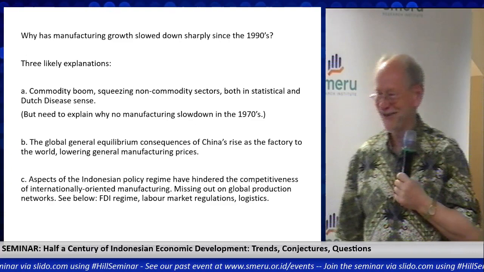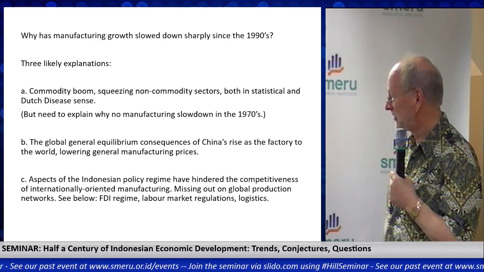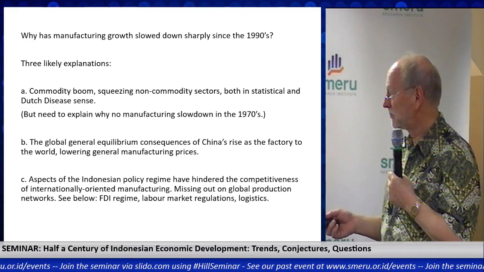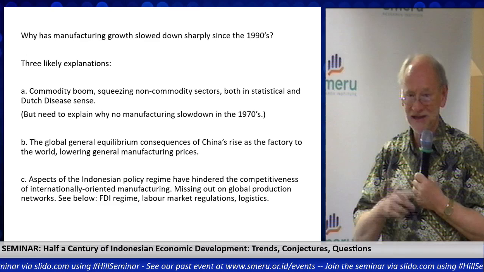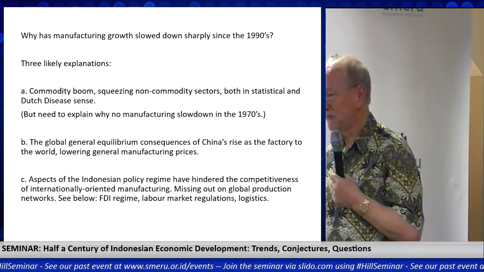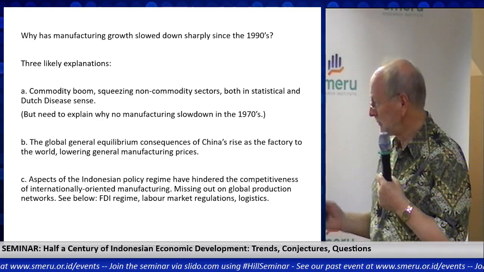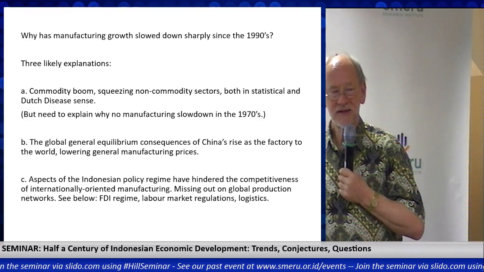So why has manufacturing slowed down sharply since the Krisman? So there's some discussion. I think there are three key factors, partly the Dutch disease, but that's not the only explanation, because in the first commodity boom, Indonesian industrialization was still very rapid. Secondly, a general equilibrium story of China's rise, that is lowering the global price of manufacturers. And thirdly, and probably I think most important, the domestic policy regime has switched to implicitly favour non-tradables over tradables.